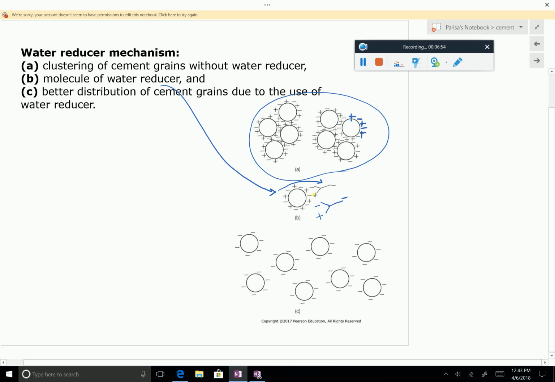It comes and attaches itself to a cement particle, and then if it is attaching all over a cement particle, let's say if you had a few more attached here, then the cement particle becomes negative, and the negative charges, they actually are repulsive, so then the grains get separated, so comparing C to A, and that makes the cement particles more mobile and increases workability.